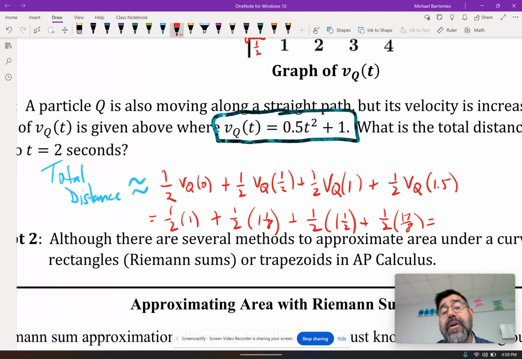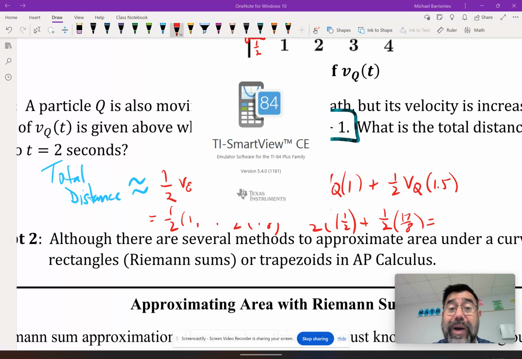Done. What I could do on my calculator, though, if I have access to the calculator and I'm not trying to do things in my head or on paper, I could say, hey, calculator, I should have turned it on earlier. I'm going to go ahead and type this formula into y1.